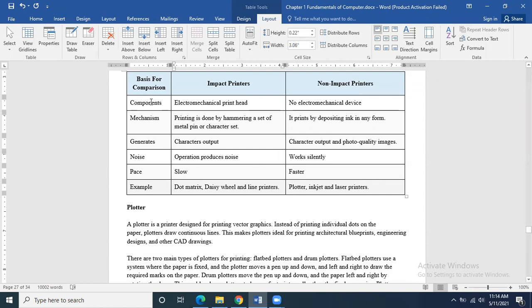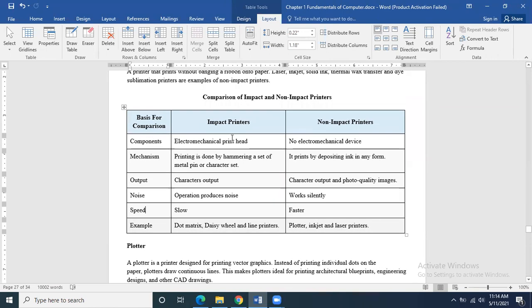So these are the differences: difference in the components inside, difference in the mechanism, difference in the output, difference in the noise or sound, difference in the pace, or you can also call it speed, and difference in the example. So these are the points that we write when differentiating two types of printers, which are impact printers and non-impact printers. Okay, I hope all these points are clear about impact printers and non-impact printers.